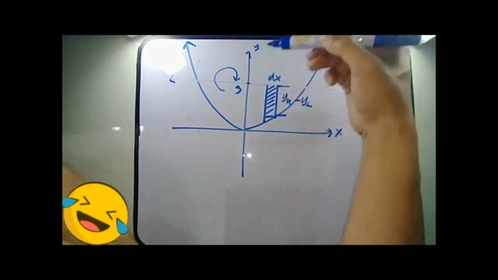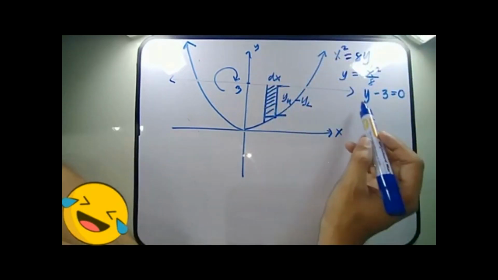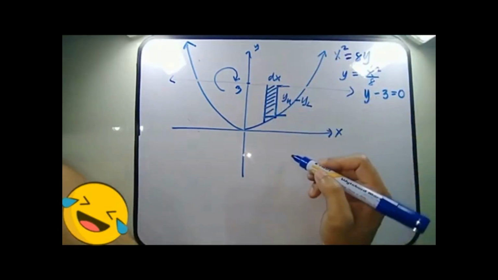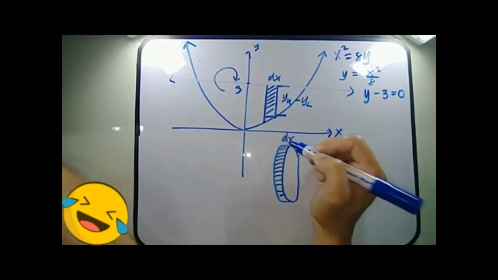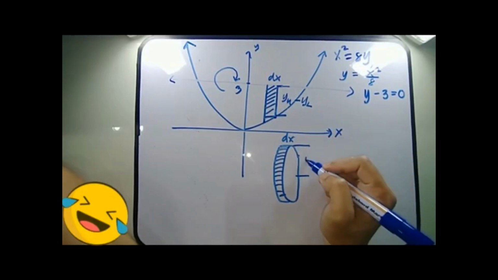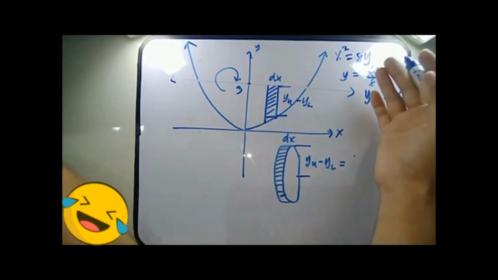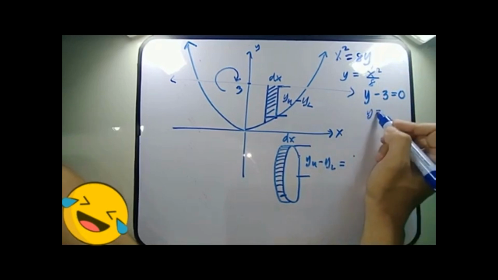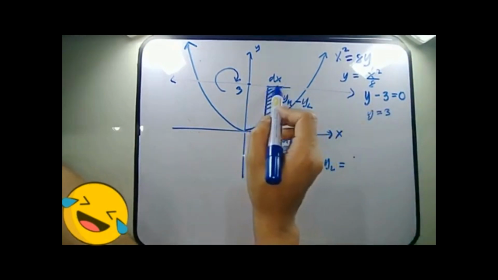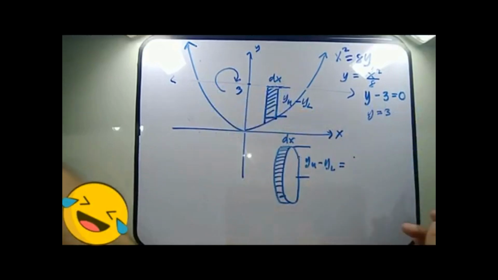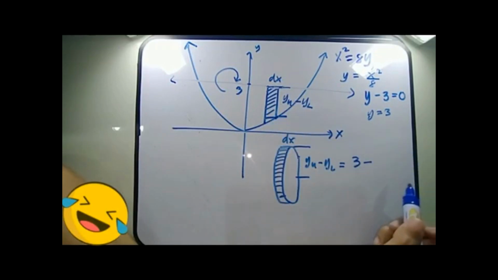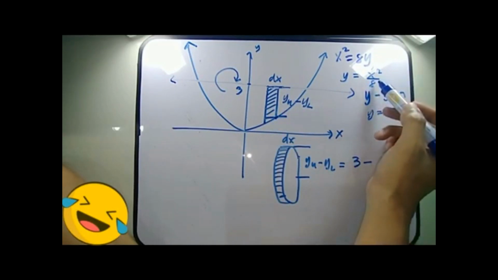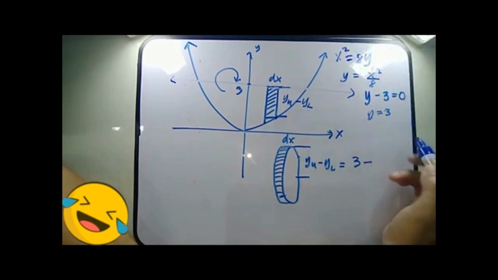So, we rotate about the line y minus 3 equals 0. What we form is an upright cylinder. So, this is dx. Therefore, its radius is y upper minus y lower. Y upper will be at y equals 3, since that is at the top. So, this will be 3 minus, and our y lower hits the parabola, so y equals x squared. So, we take it from our parabola. Here, y is equal to x squared all over 8.